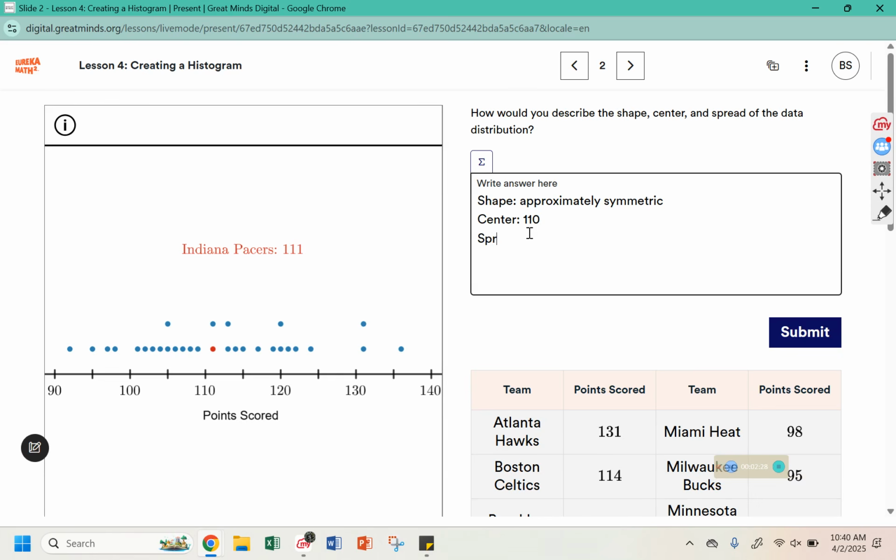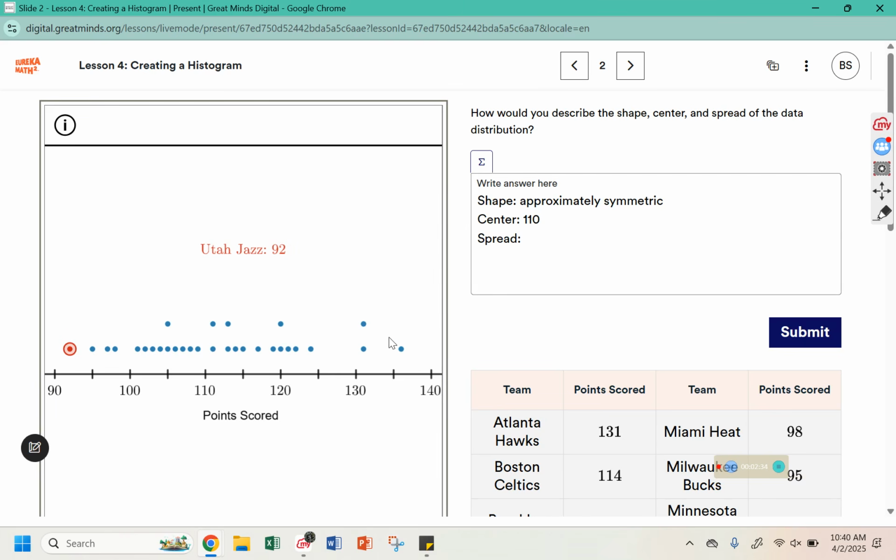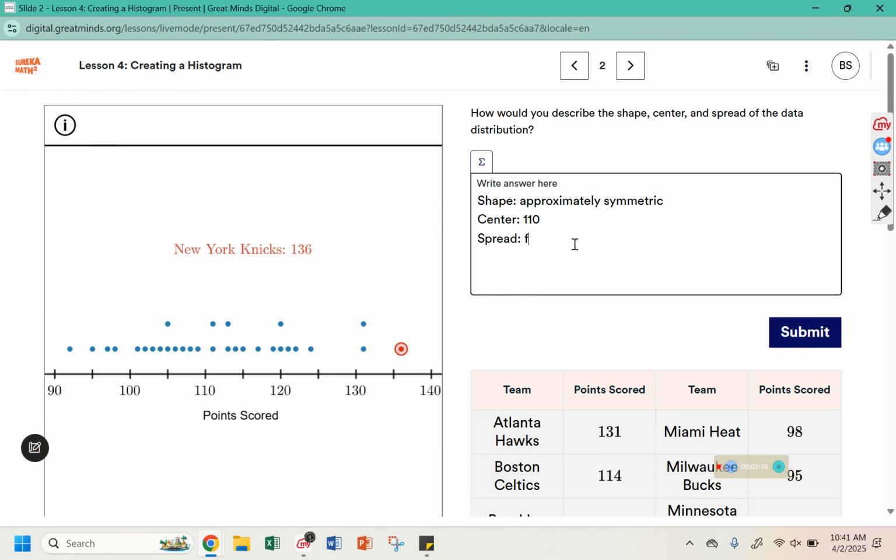And then for the spread, we would say that our minimum here is 92, all the way up to 136, which is a spread of 44, or a range of 44. And that's pretty spread out.